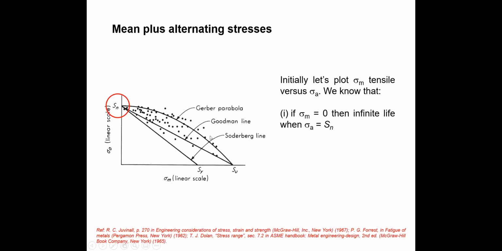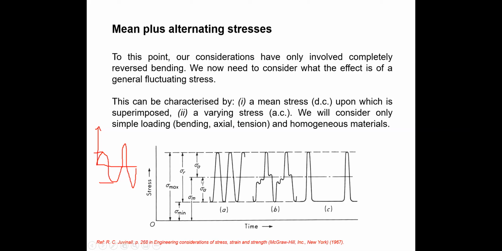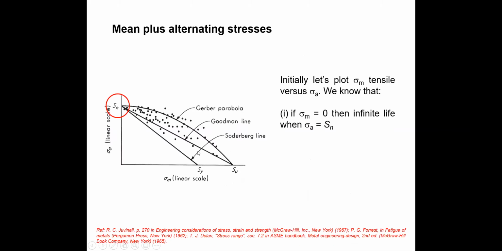Even if you didn't understand the definition, you can see here the y-axis is the alternating stress, sigma A, and this is the mean stress, sigma M. Sigma M is on a linear scale, and this is also a linear scale for the alternating stress value. So if we apply only sigma M, that means constant load, what happens? This is just like a tensile test. If you remember in your semester 1, you did a tensile test.